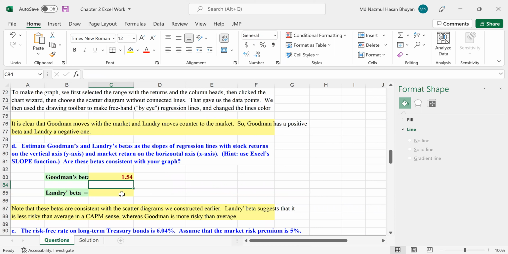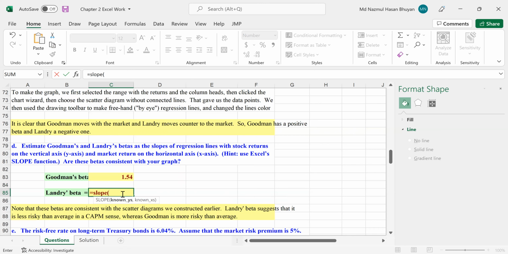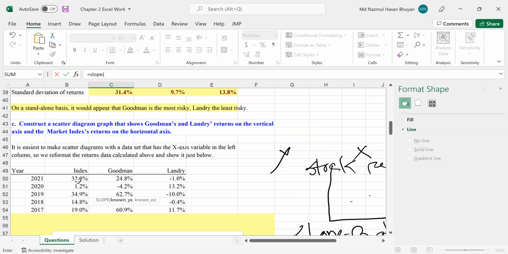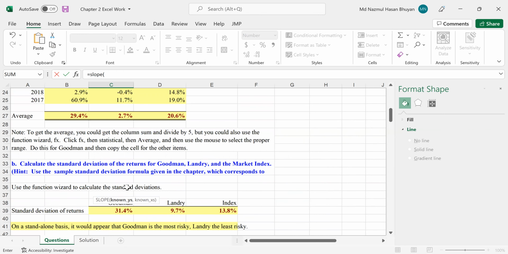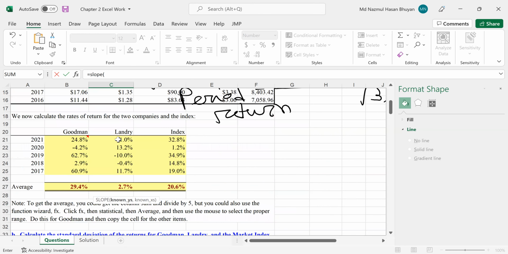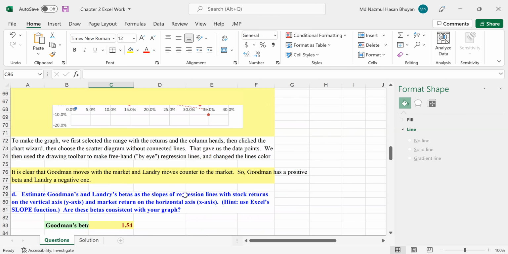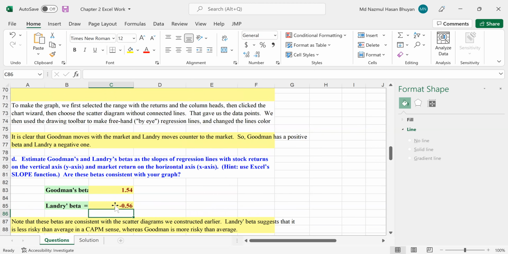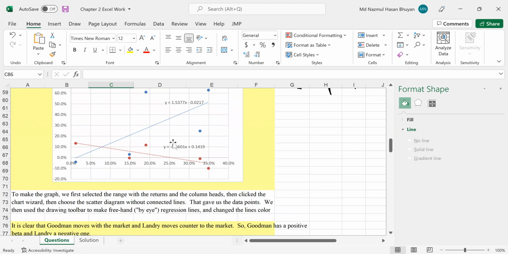Now let us calculate beta for Landry. Y value should be the return of Landry, and then X value should be the return of the market. So here again, the beta of Landry is negative 0.56, and that is the exact number we got from the regression equation.